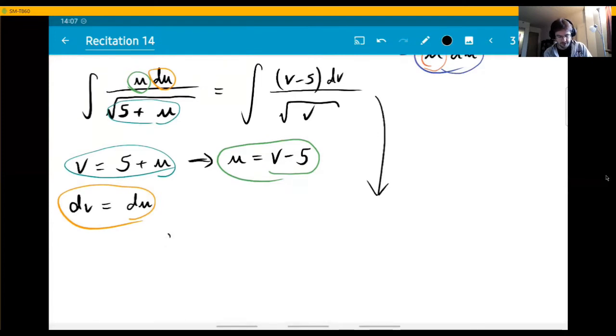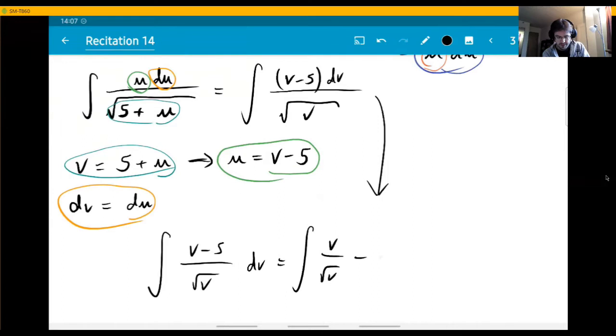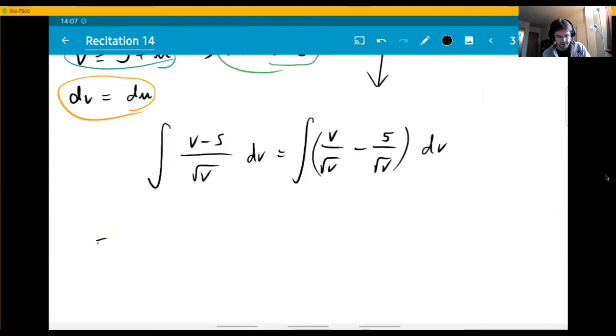This is finally, let me just rewrite this so you can realize an expression that we actually know how to integrate. Because as I said, you're just going to split the difference in the numerator as two fractions, v over root v minus 5 over root v dv. So let's do this quickly. Each one of these is going to be a power of v. You have v to the 1/2 and v to the minus 1/2.